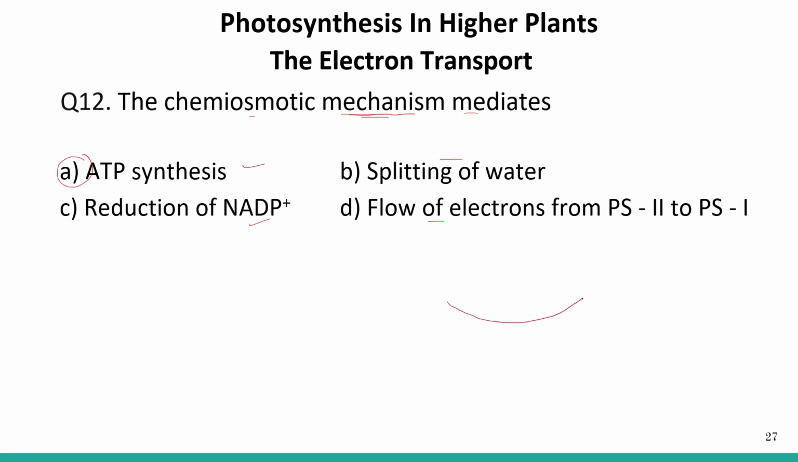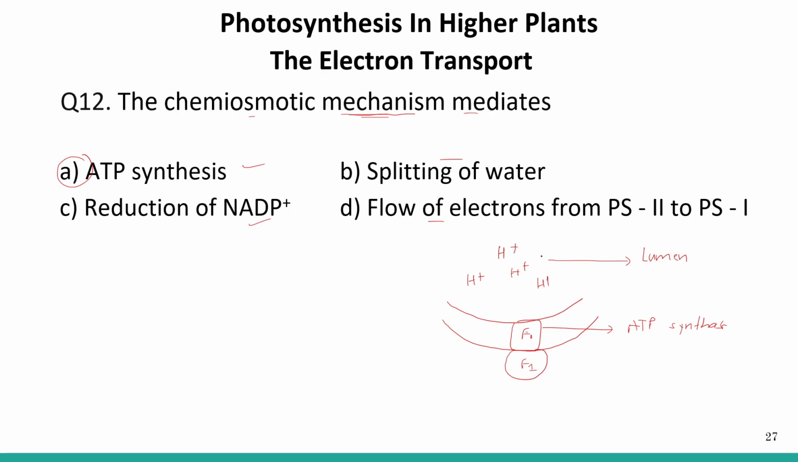So again, let's talk about the thylakoid membrane. This is the thylakoid membrane, and ATP synthase is present here, which is involved in ATP production. This is known as the F0 part, and this is the F1. We have already discussed that protons accumulate in the lumen of the thylakoid. So this is the lumen of the thylakoid.